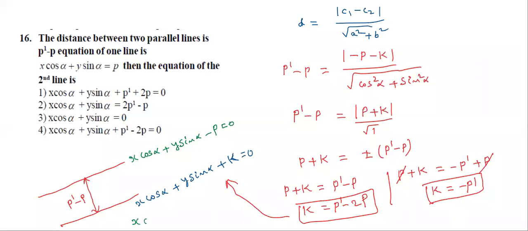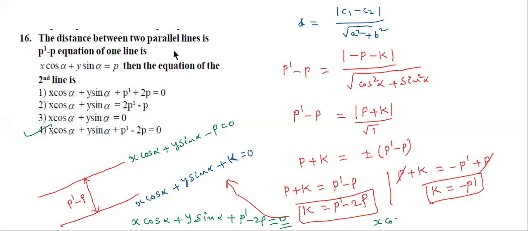X cos alpha plus y sin alpha plus k means I am writing p dash minus 2p is equal to 0, because that is there in options. So which option correct, students? Fourth option. This is also correct only.